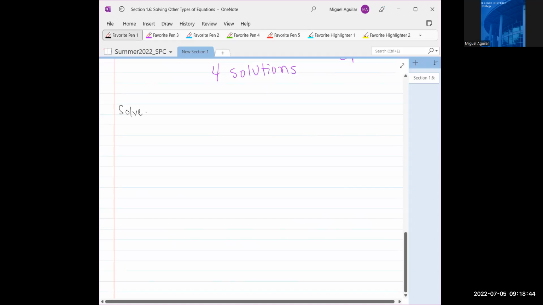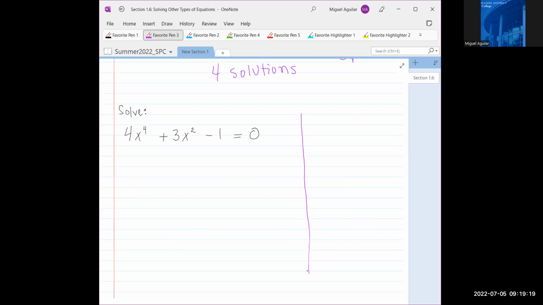So I want you guys to solve the following equation. 4x to the 4th power plus 3x squared minus 1 is equal to 0. Okay. So let's do this. Walk me through this. What do I need to do to start? And you can go ahead and look at the last problem that we just worked and try to figure out what the steps should be. Tell me what to write down.